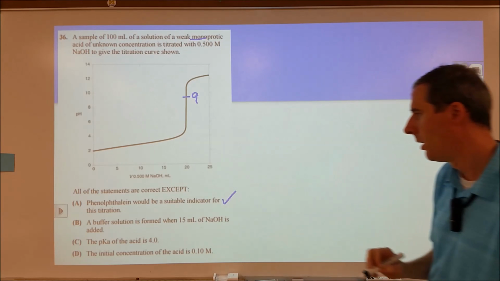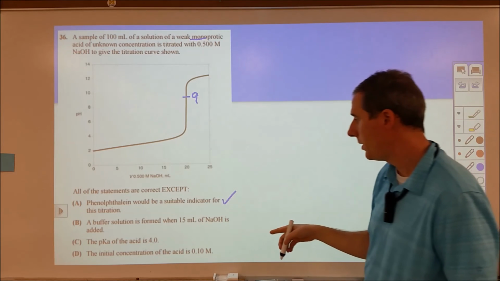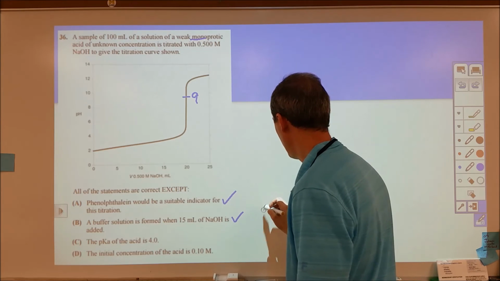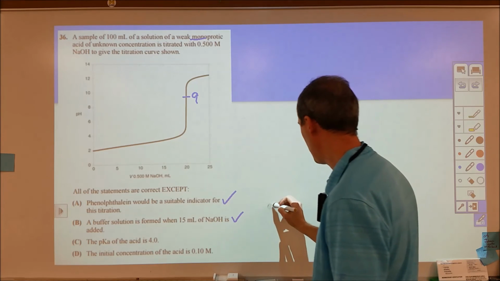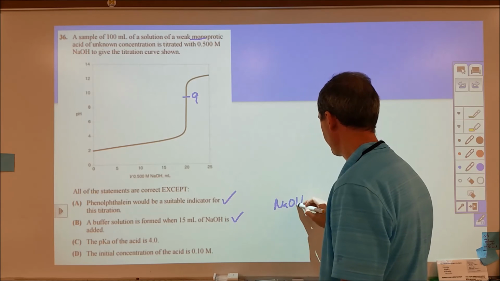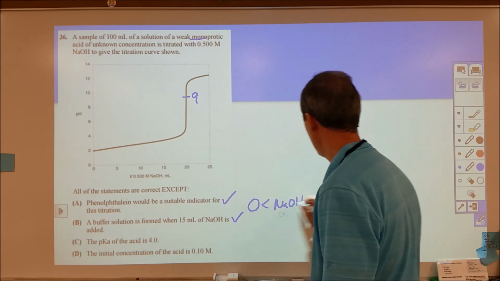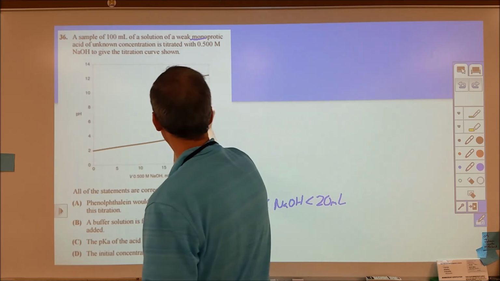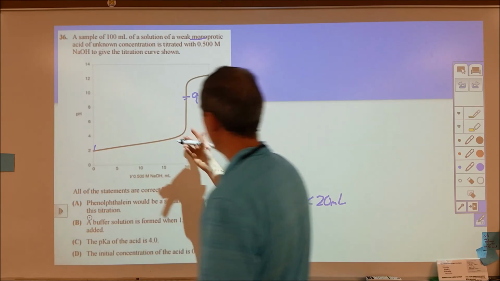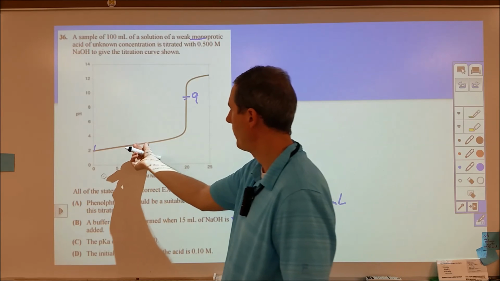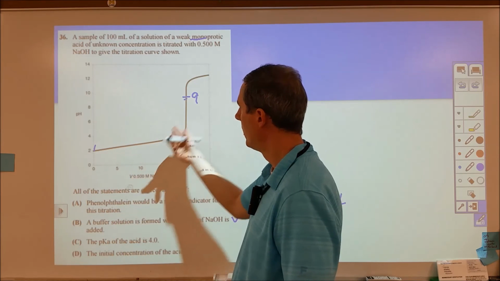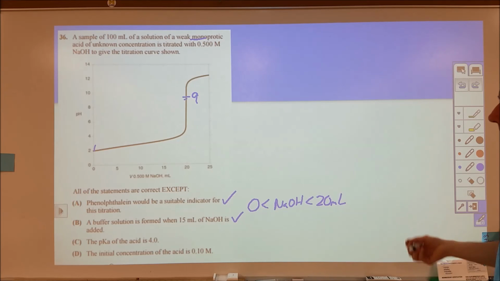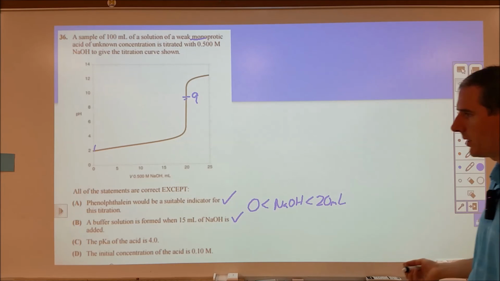This is fine. A buffer solution is formed when 15 milliliters of NaOH is added. That's also fine. Anywhere when our amount of NaOH is more than 0 and less than 20 milliliters. So anywhere from here to here, essentially, that's a buffer region. Now it's a better buffer region the closer we are to 10, but that technically has some conjugate base and some weak acid present.